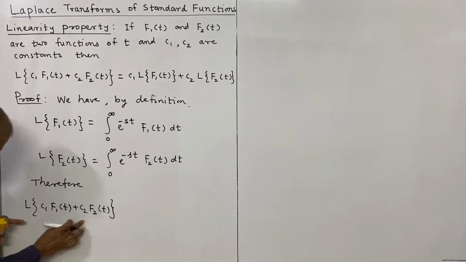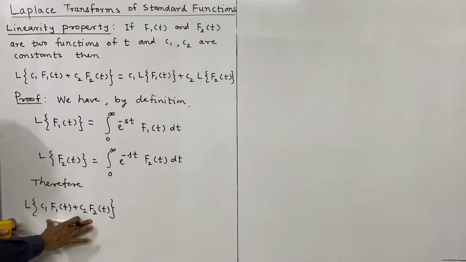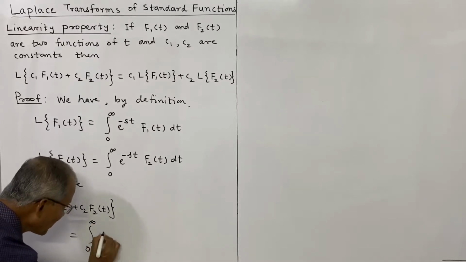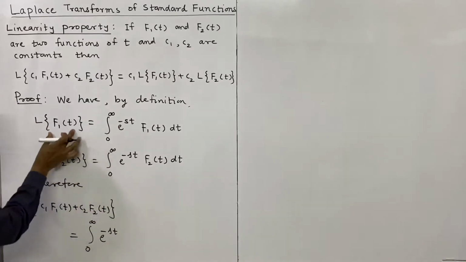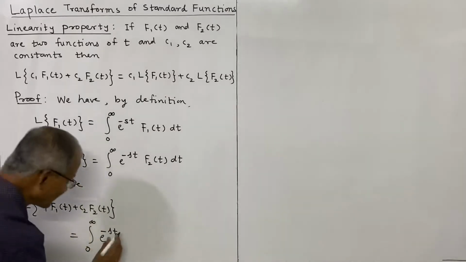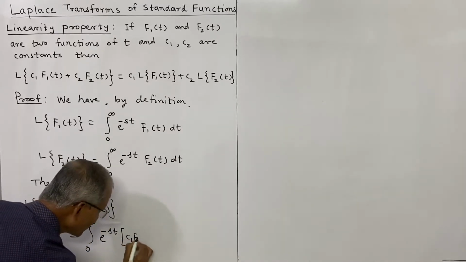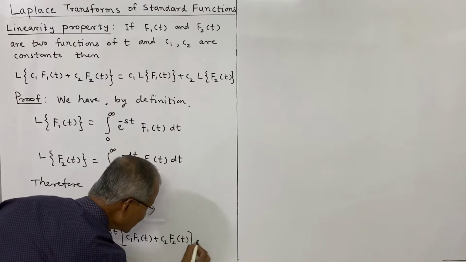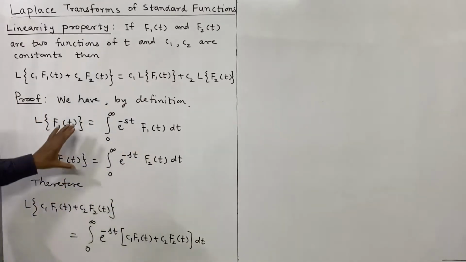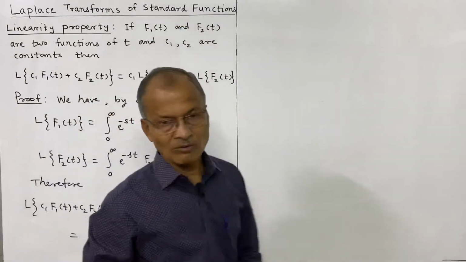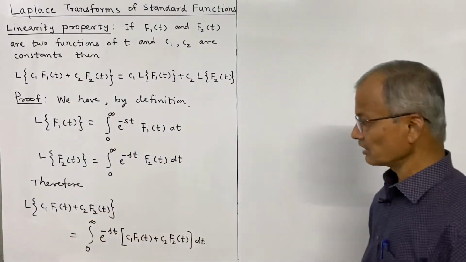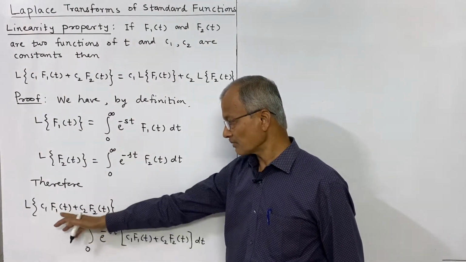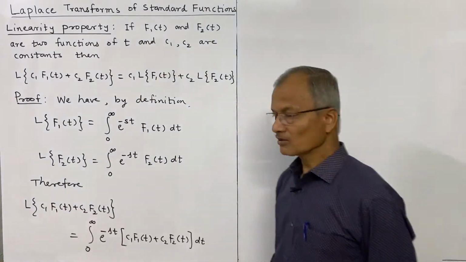Similarly, if we want the Laplace transform of this combination, it can also be written as integral 0 to infinity e to the power minus st, in place of f1 and f2, this function in bracket c1 f1(t) plus c2 f2(t), into dt. So note this: we have used the same definition of Laplace transform to write the Laplace transform of this linear combination of f1 and f2. This is a linear combination, first degree terms, functions, and c1, c2 are constants.